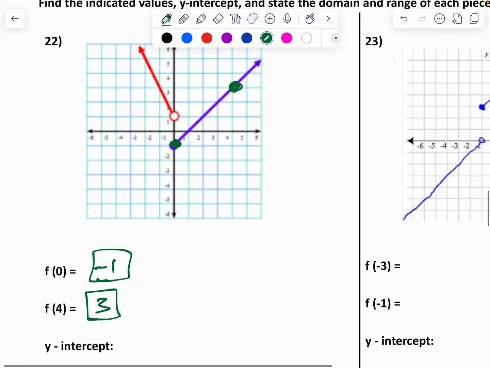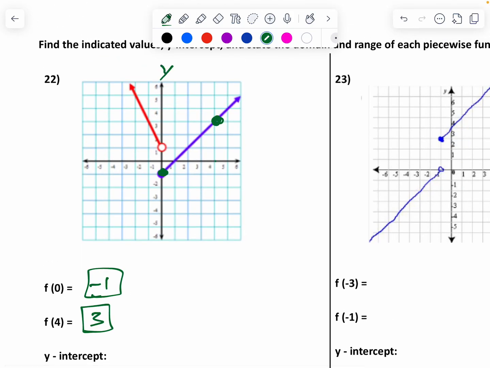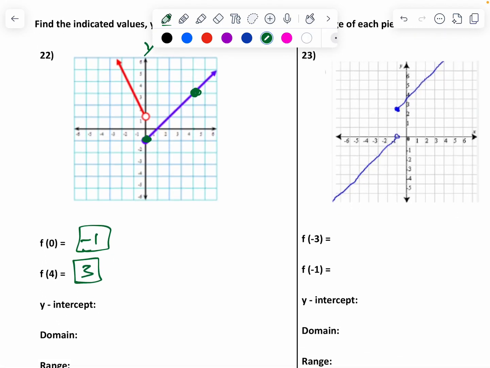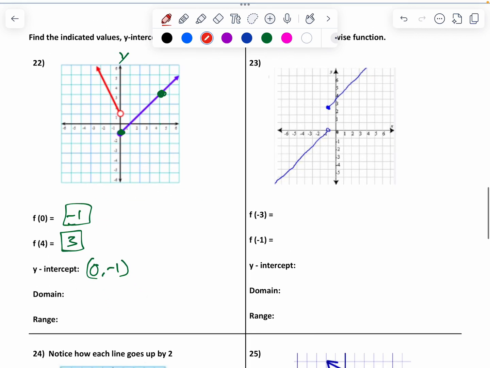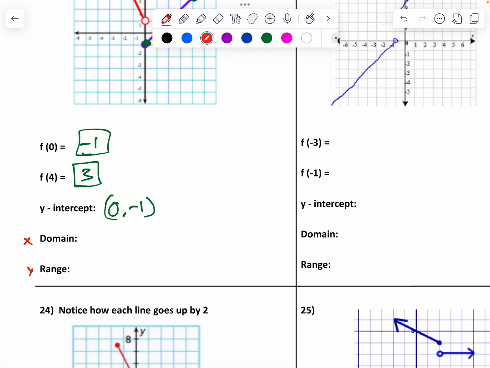Y-intercept is asking you just where does it cross the y-axis. So here's your y-axis, and we actually have a point that we already used, which is -1. So 0, -1. Okay. And then finally, domain and range. Again, domain's referring to the x values, left and right. Range is using the y values, up and down.